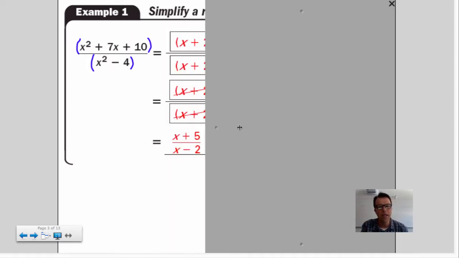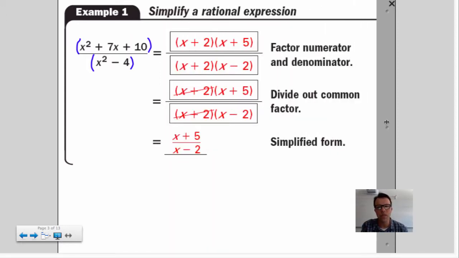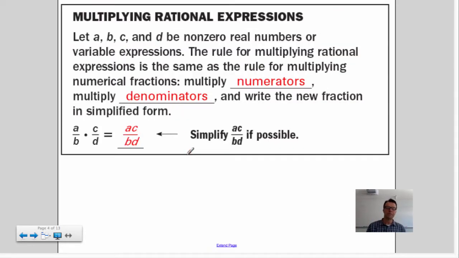Well, the name of the game here is to factor. So we will factor the numerator, then factor the denominator, and then you see that these two factors cancel. And again, we don't cancel x and 2 and 2. We cancel the quantity x plus 2 with parentheses. And we're left with this simplified expression.